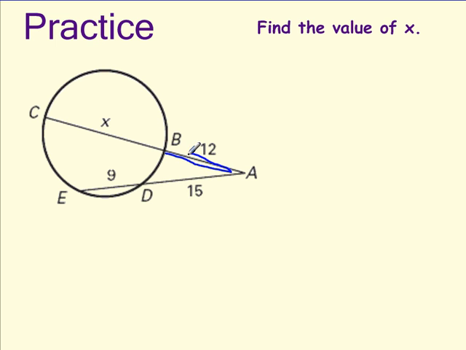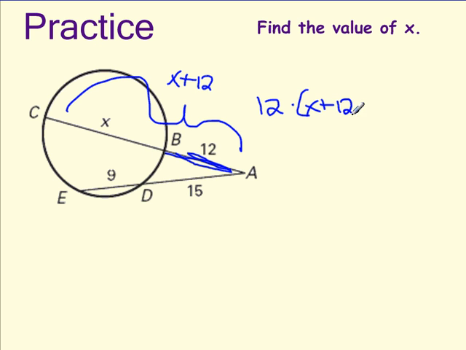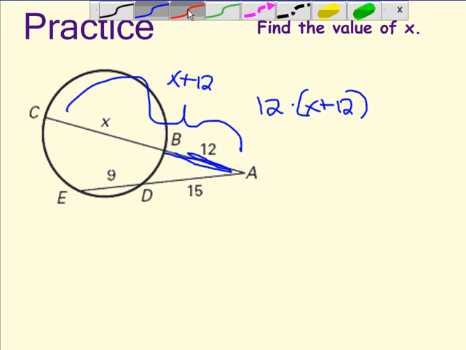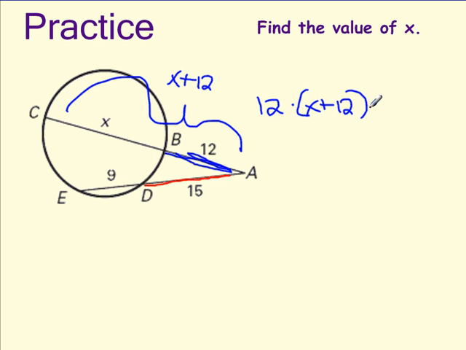So I'm going to have 12, the external segment, times the whole. The whole here is going to be X plus 12, because I'm going to add these two segments together to get the total. Make sure you put these in parentheses. The other part is going to be our external segment, which is 15, times the whole, which would be 24, because I'll be adding together 9 plus 15.